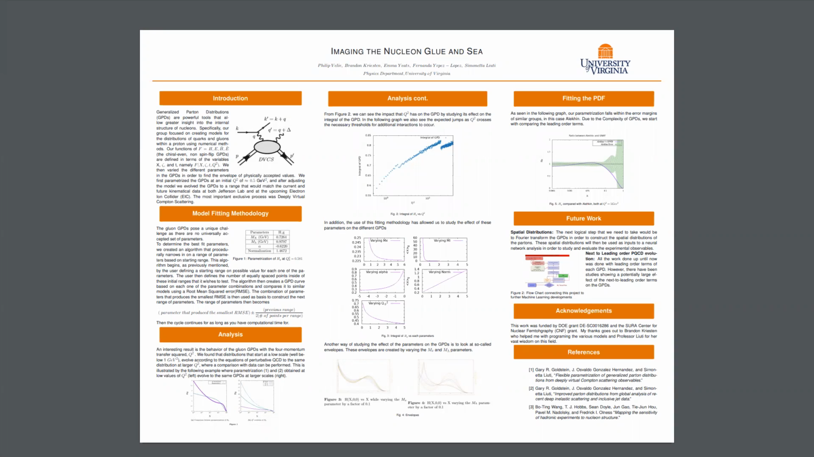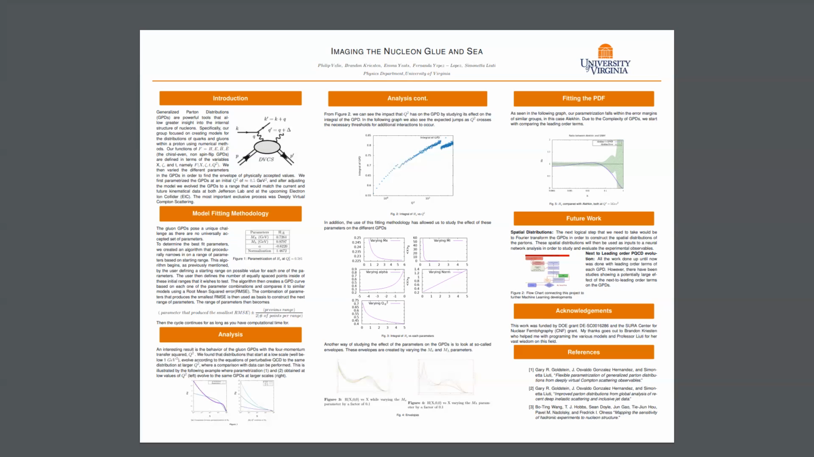Now, as a brief introduction and overview, generalized parton distributions, or GPDs, are very powerful tools that allow us to visualize the internal structure of nucleons. In particular, our functions were defined in terms of variables Bjorken x, zeta and t, and we initially parameterized our GPDs at an initial value of Q squared of 0.5 GeV squared, but after adjusting the model, we evolved them so that they would match current and future kinematical data at both Jefferson Lab and the EIC.